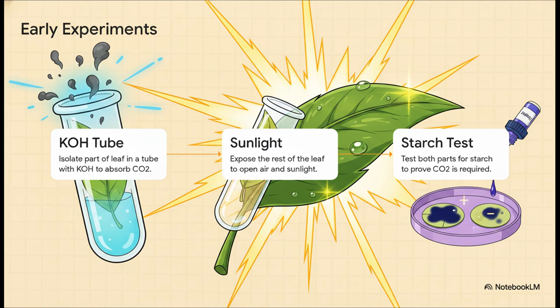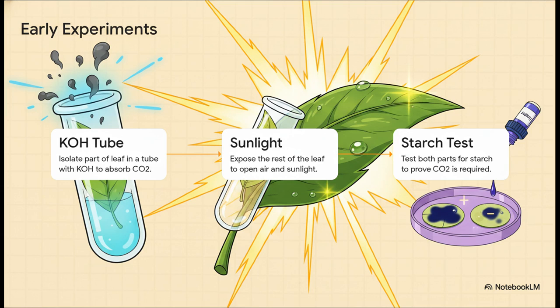There's this classic setup where you take part of a plant leaf and stick it inside a test tube containing cotton soaked in potassium hydroxide, or KOH. Now, the absolutely crucial detail here is that KOH absorbs carbon dioxide. The other half of that exact same leaf is left outside, totally exposed to the air and the sunlight.